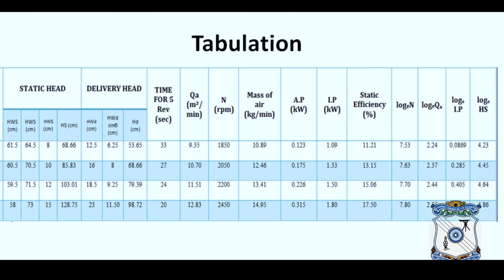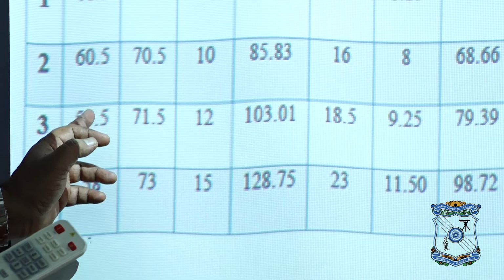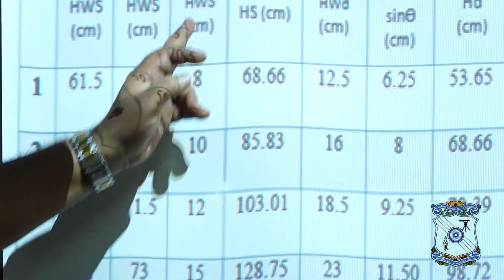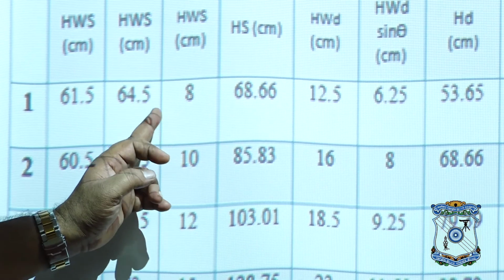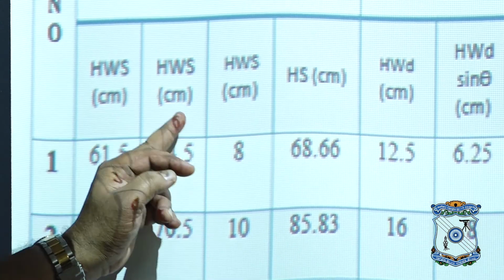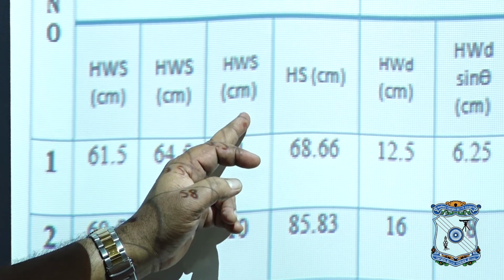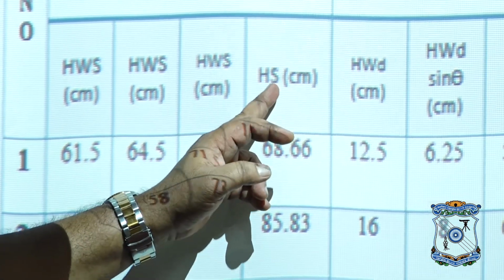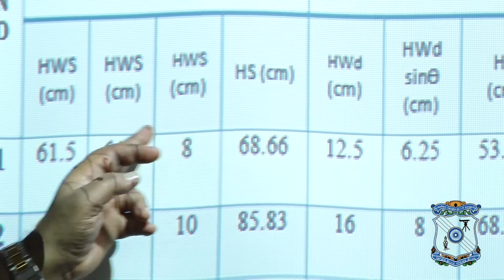In the tabulation, initially we have measured the static head with the help of a U-tube manometer, and then the delivery head with the help of an inclined manometer. So the static head readings are tabulated here, and the difference is found out. That is found out in terms of water column. This HW refers to water head, that is static water head, H1 and H2, and the difference between H1 and H2 is found out. So that is HS, the static head. Everything is measured in centimeters.